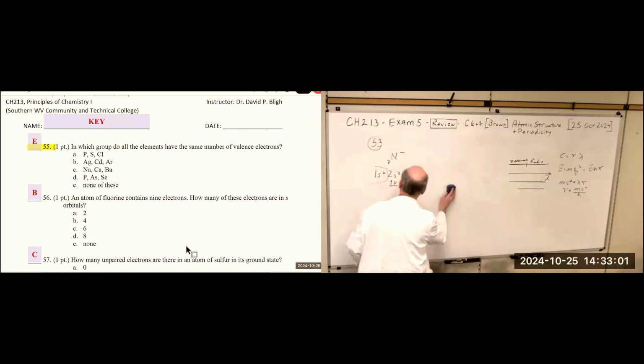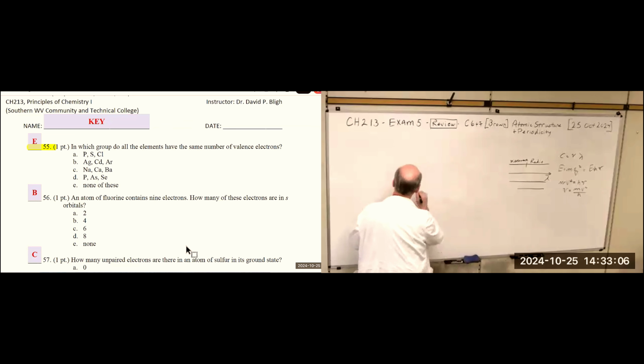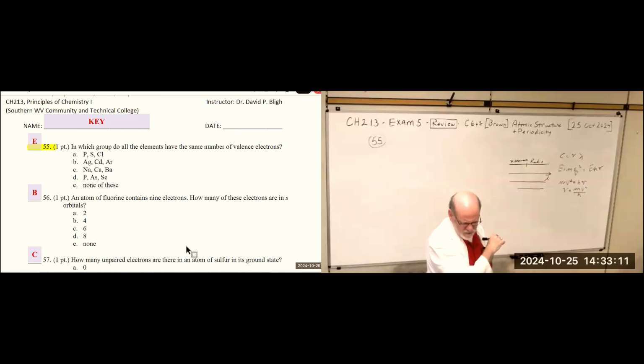55. We're going to look at trends. In which group do all the elements have the same number of valence electrons? Really, all you need to do is look at where they're located in the periodic table, and they have to be in the same column. So phosphorus and sulfur are in the same period, not the same column. So A's out.